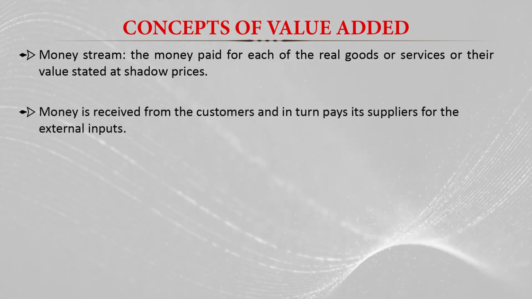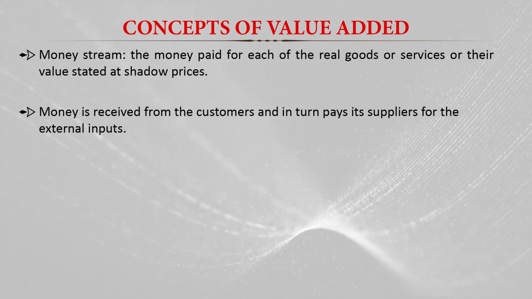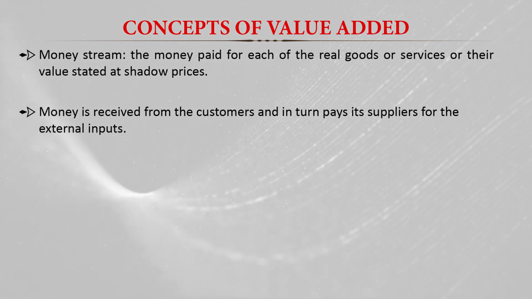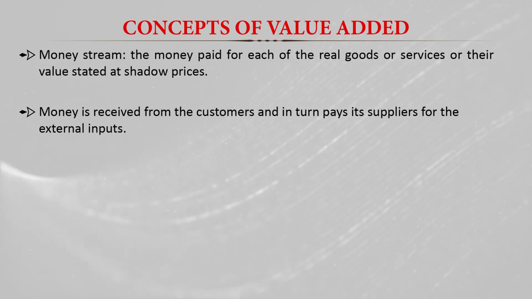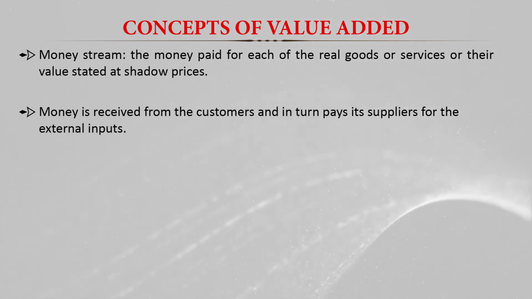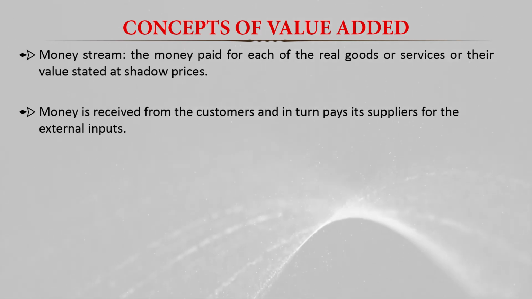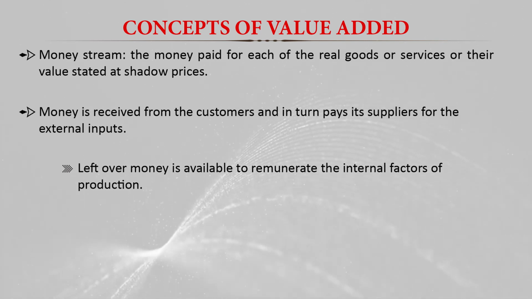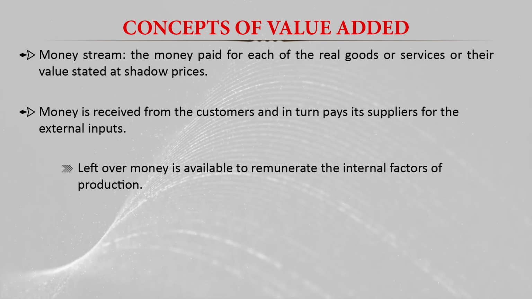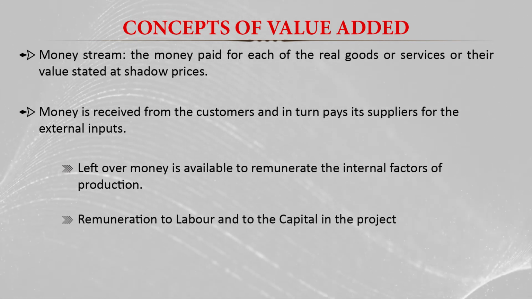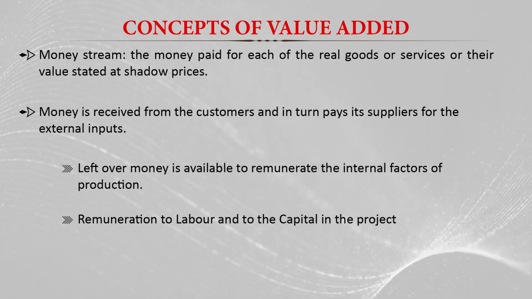So money is received from the customer, and we pay the suppliers for external inputs. So we get the money from the customers, and that we use to pay the supplier of the external inputs, and then the leftover money is available to remunerate the internal resources like capital and labor. And so that becomes a remuneration to labor and the capital in the projects.